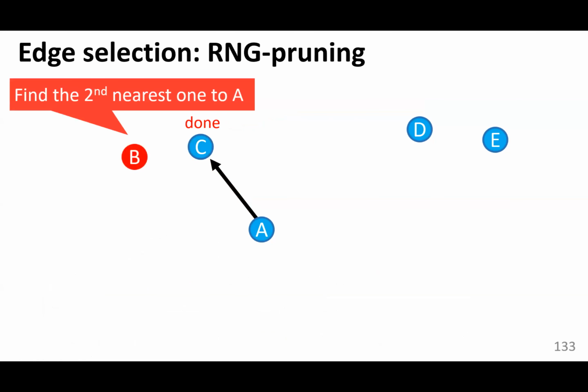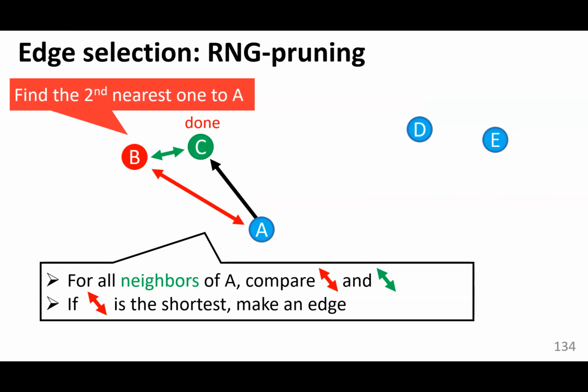So this guy is the second nearest to A. So let's consider this one. Then let's apply this rule for all neighbors of A, meaning the green one. In this case, A's neighbor is C. So let's consider this one. Then compare the red arrow and the green arrow. The red arrow is B and A. The green arrow is B and C. Compare these, and if the red one is the shortest, then make an edge.